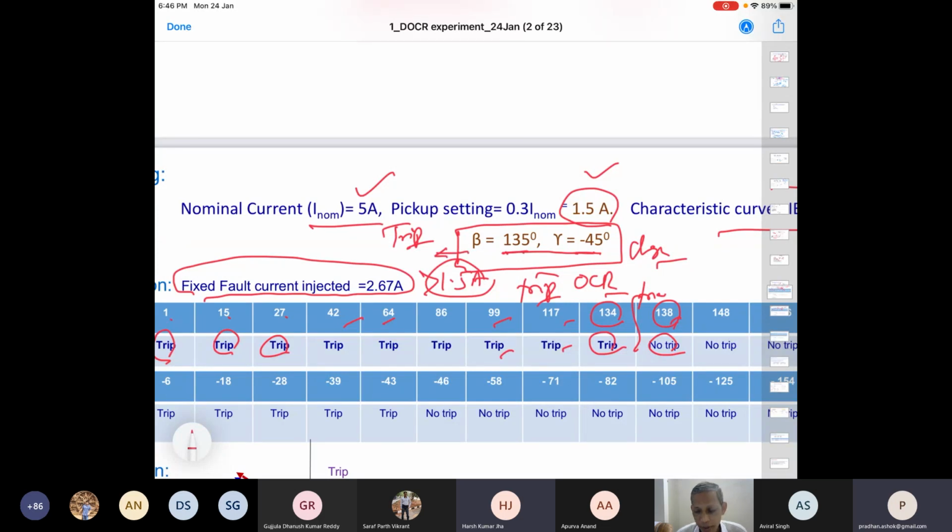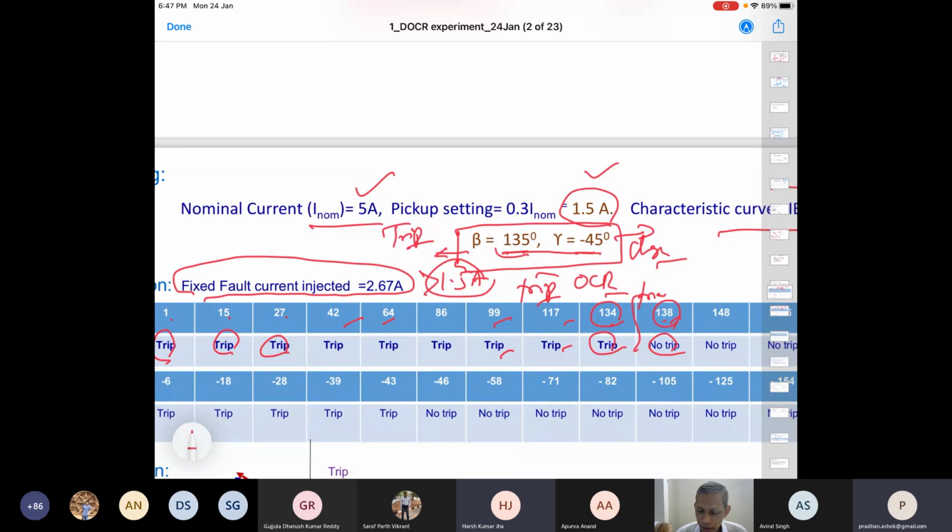Beyond that, it should not trip, and beyond this side you can say that also it should not trip. So you see here 135 to 138. It means that 135 is very close to that. If we have the option, we can fine tune it, because this is a phase shifting perspective, and we have a resolution like this. So we got that.